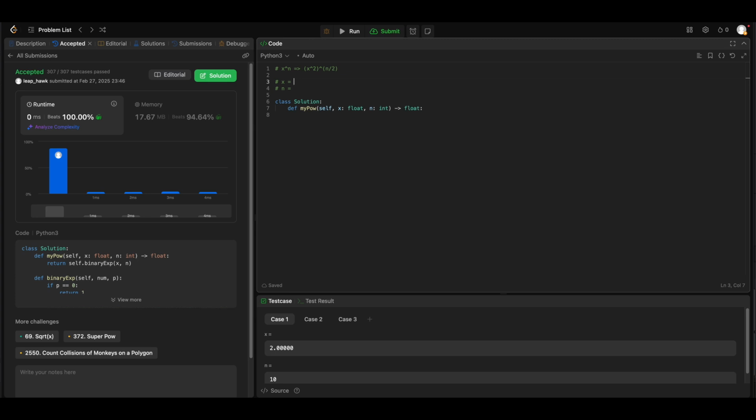What could be the way of solving it? If you know about powers, like how power is written, let's say I'm finding 2 to the power 6. The power is actually converted to 2 multiplied by itself 6 times: 4, 5, and 6. So this is what we do usually.